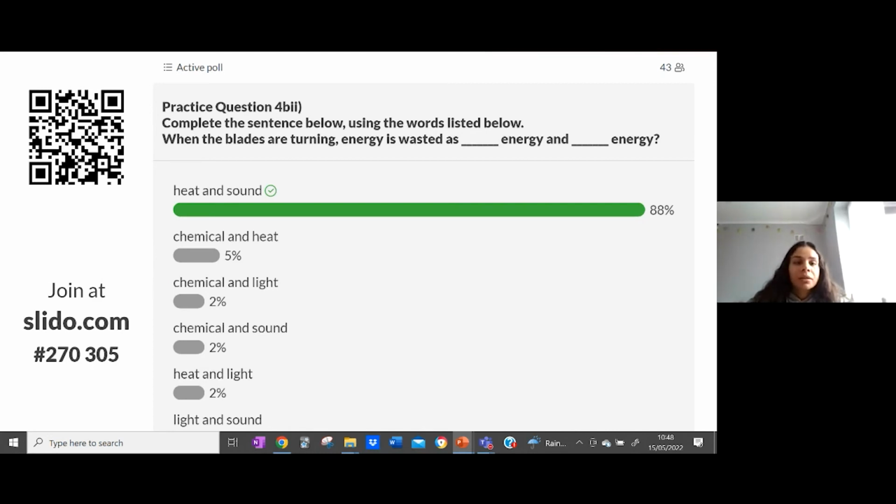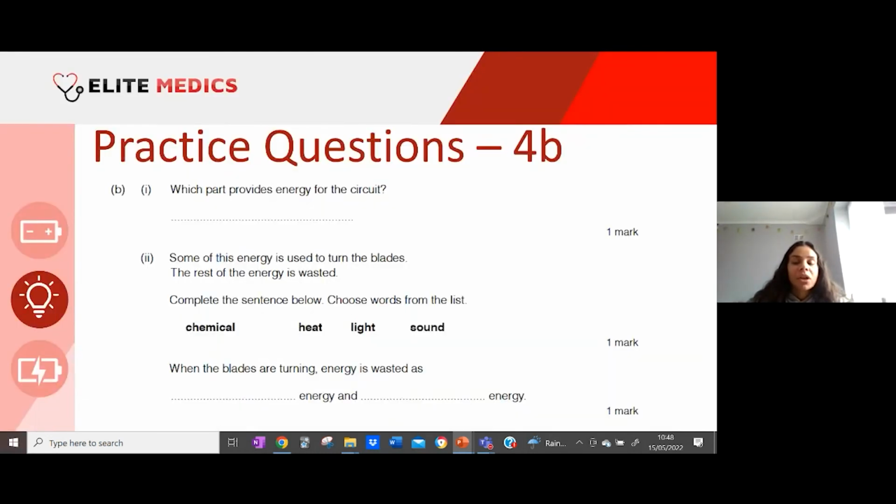So which part provides energy for the circuit? 1 mark, nice easy mark. So some of this energy is used to turn the blades. The rest of the energy is wasted. Complete the sentence below. When the blades are turning, energy is wasted as what? So we already know the answers. I'm not going to make you go through it. So our battery provides energy for the circuit. And then we've got the blades turning, energy is wasted as, like we just said, heat and sound energy.